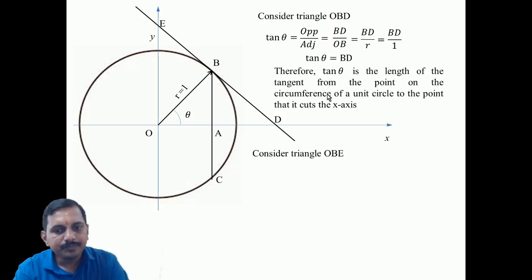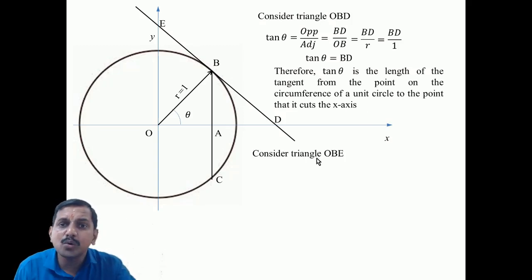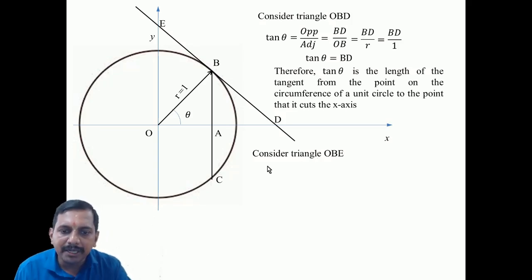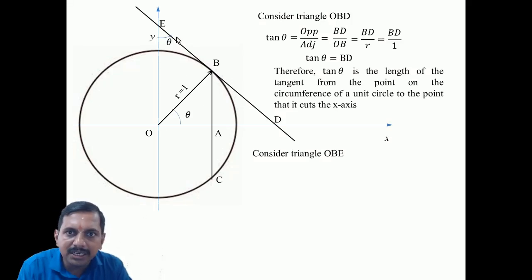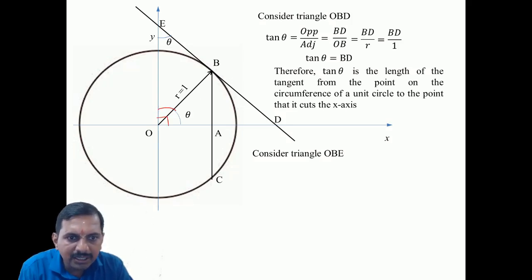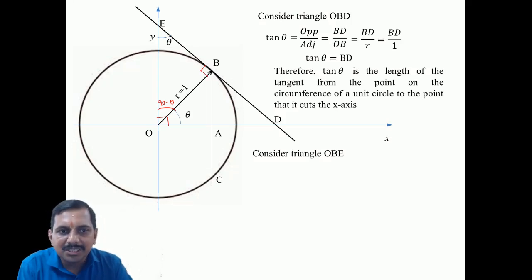Next one. Let us consider how cotangent comes. Cotangent is similar to tangent, which is helping it. Okay. So consider the triangle OBE. Now here, this would be theta. Why this would be theta? Because this would be 90 minus theta, since this is 90 degree. This would be 90 minus theta and this would be 90 degree. So this would be theta, right? So this angle would be theta.